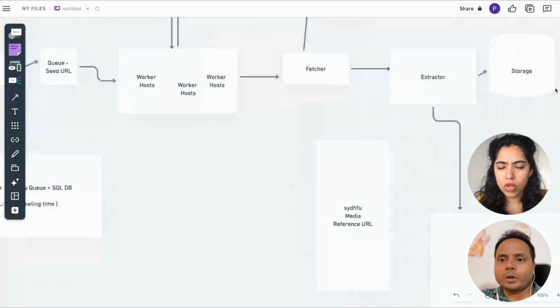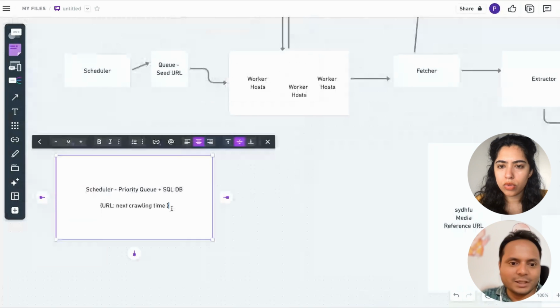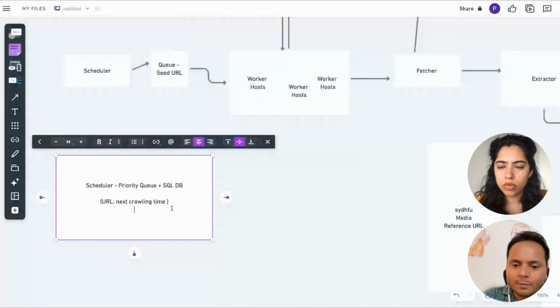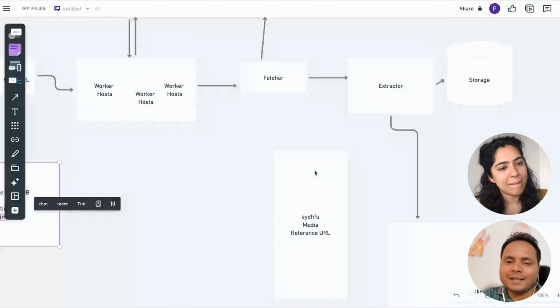Regarding the storage, actually, I should be discussing this. For this SQL storage, I think I talked about the data model already. It might have a URL, and another column would probably be the next crawl time, which will be a timestamp kind of field. The URL would be a text or string kind of field. So that would be the data model for this SQL database.